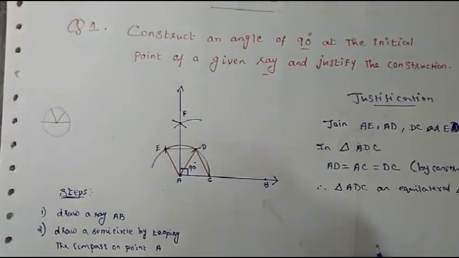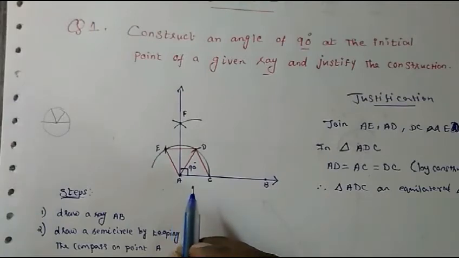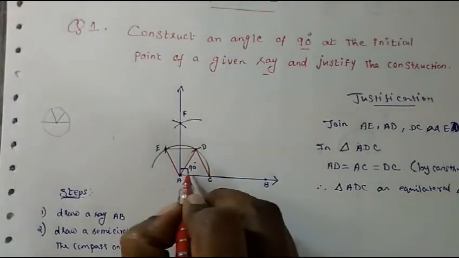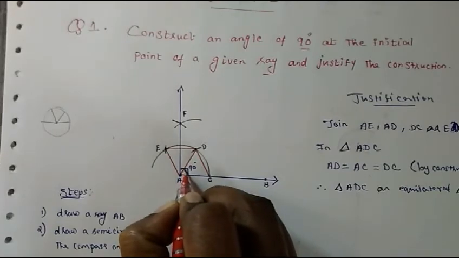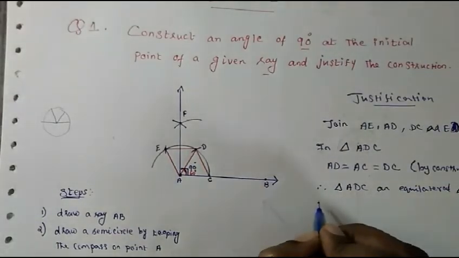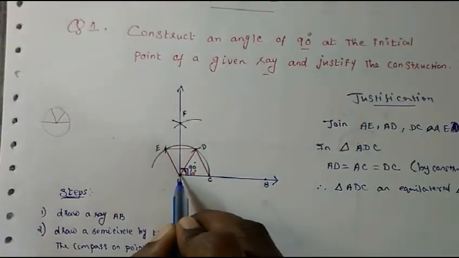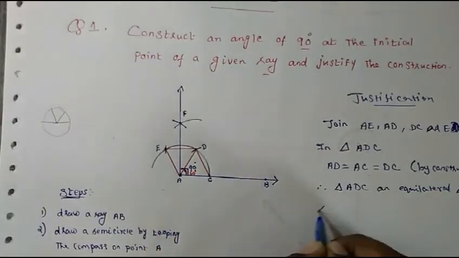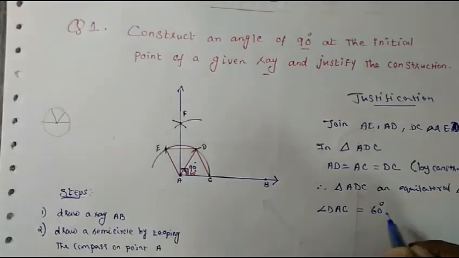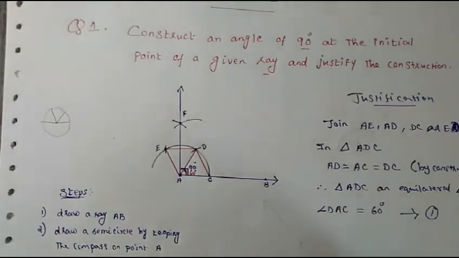Equilateral triangle. So what is the property of the equilateral triangle? All three angles will be 60 degrees. So can we say this will be 60 degrees. So if it is an equilateral triangle, then angle DAC will be 60 degrees. So let's keep this as equation 1.